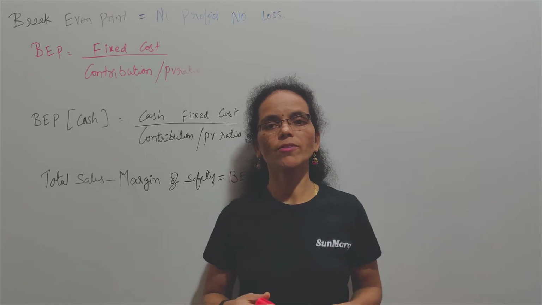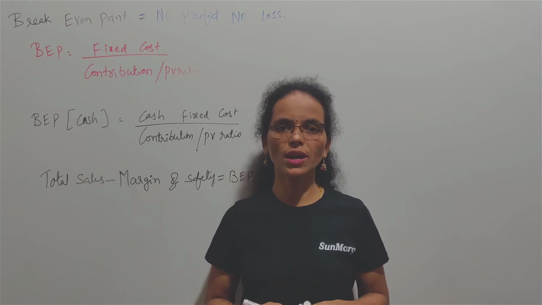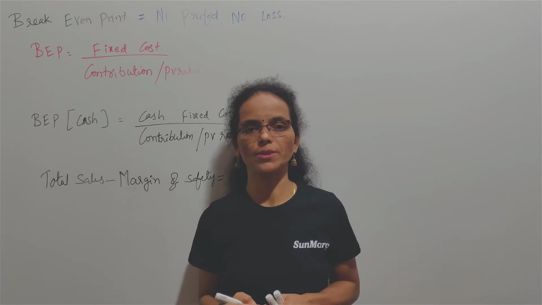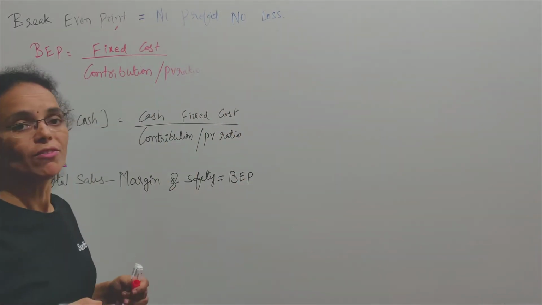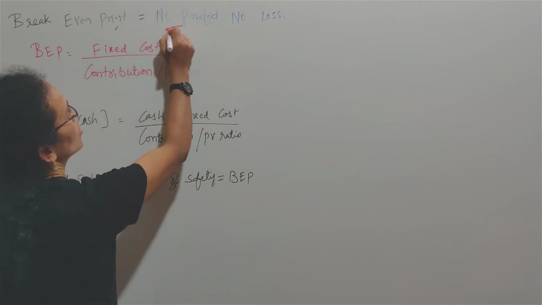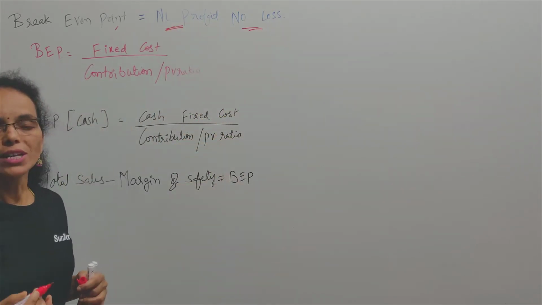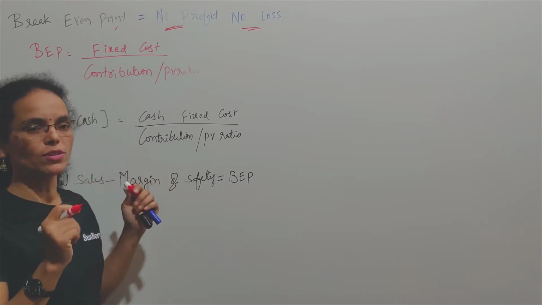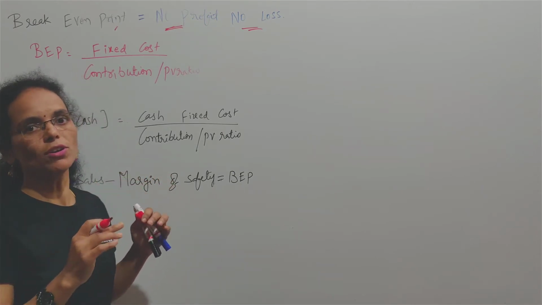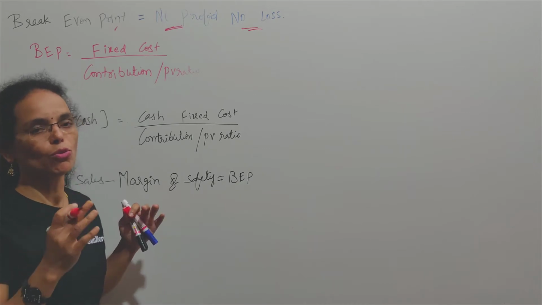Hello friends, today we will see what is break-even point and the formula for the break-even point. Break-even point is the one where there is no profit, no loss. What does it mean? When you are running a business, there will be a fixed cost. If you are able to recover the fixed cost, then you will say there is no profit or no loss.